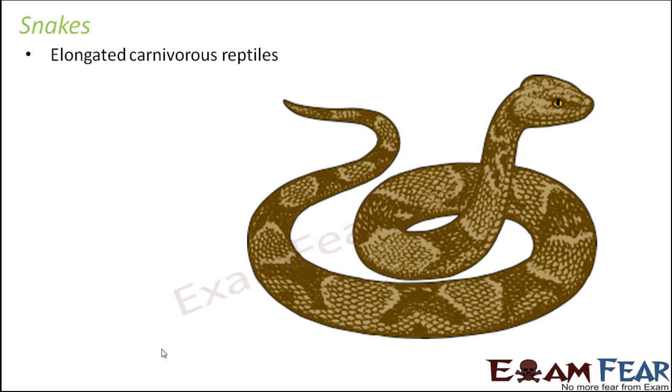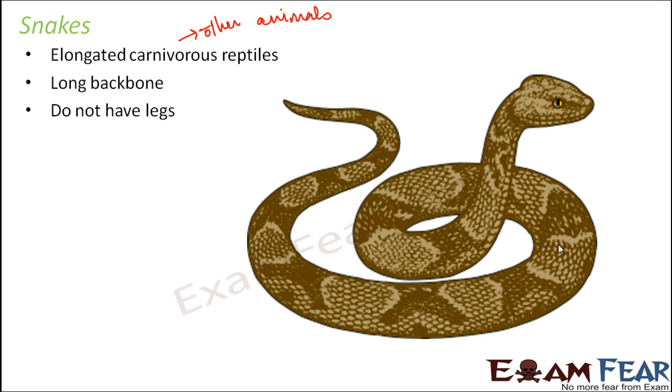So they are elongated carnivorous reptiles, that is, they eat other animals. So other big and small animals are eaten by snakes, because the size of the snakes also varies. There are a lot of snakes which are big enough to eat a human being also. So when you look at their backbone, they have a very long backbone. The type of backbone that they have is a little different from what we have, but their backbone is very long, because of which they can move. So that also helps in movement.